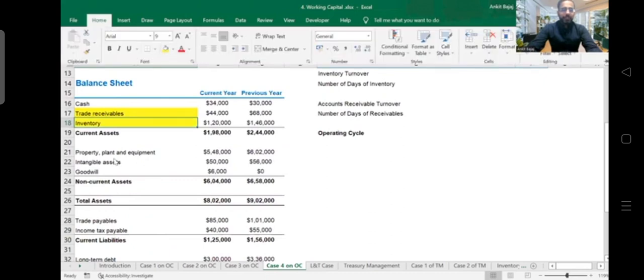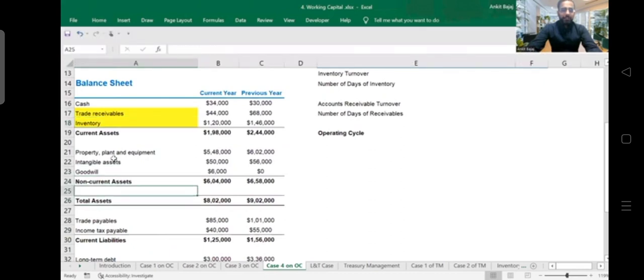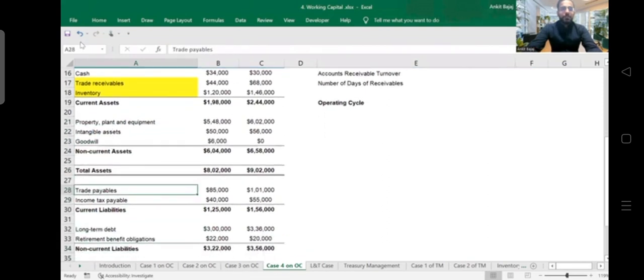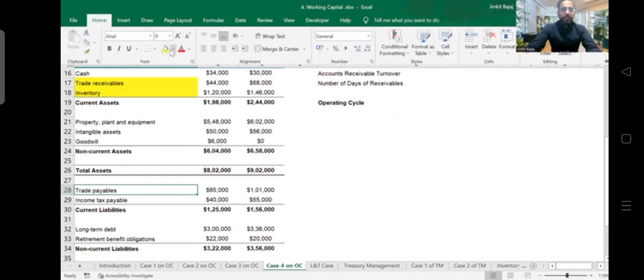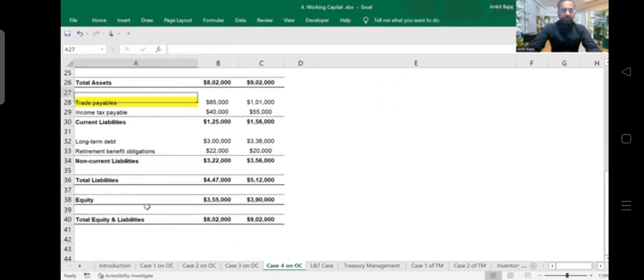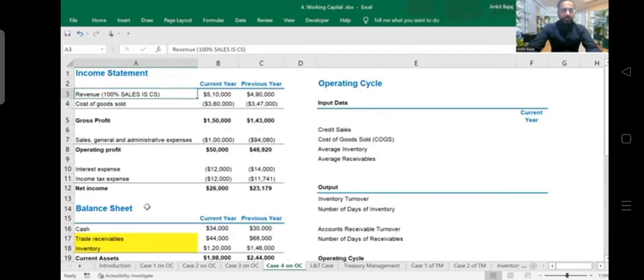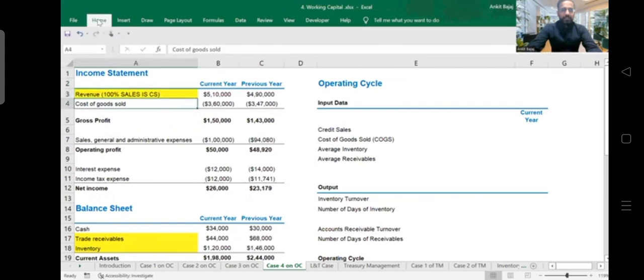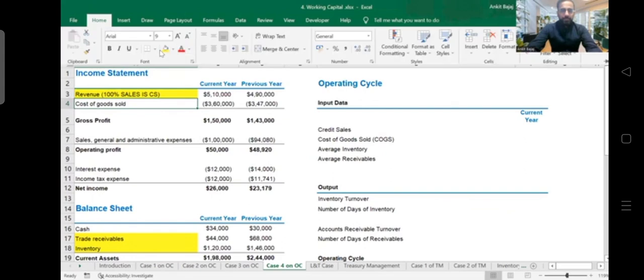Inventory is given here, right? So I will highlight the required cells. Property, plant and equipment, intangible assets, goodwill are given, then trade payable is given. So we will use trade payable for the calculation of the operating cycle, right? Nothing else we have to use. Here we have to use revenue and COGS, so we have to select the data and accordingly proceed, right?